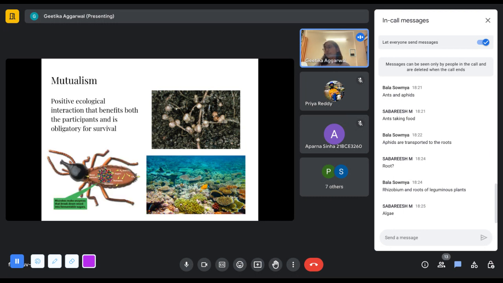Coming to the last example. So here we have an image of a termite which feeds on wood, and in the stomach of the termite you find microbes that can break down the cellulose present in the wood. So termites themselves cannot digest cellulose, but it is these bacteria present in the gut of the termites that digest it for them.